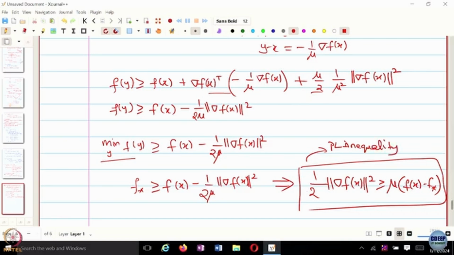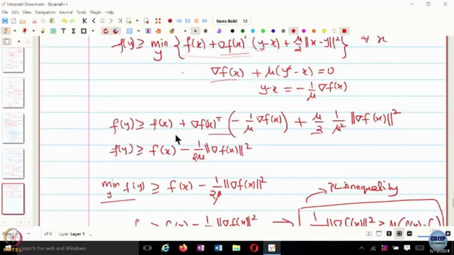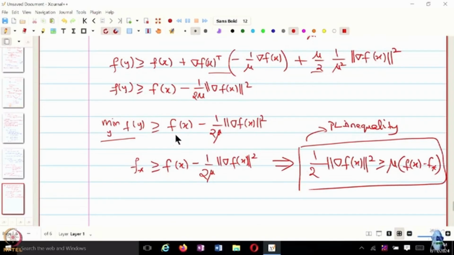Is this clear? This one here: I am trying to find the value of y for which this gets minimized, so I need to take the derivative with respect to y and set it to 0. If I take the derivative with respect to y, the first term is the gradient of f of x. The second term is mu times y minus x, and this needs to be set equal to 0, and you get this particular optimality condition for y. Okay.